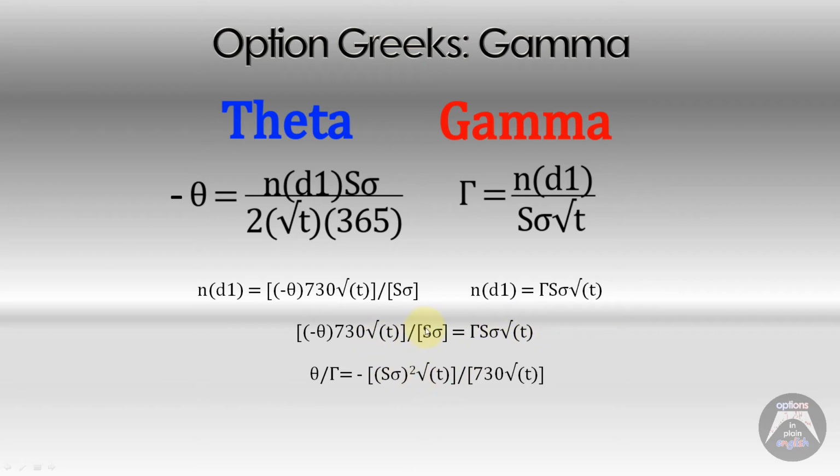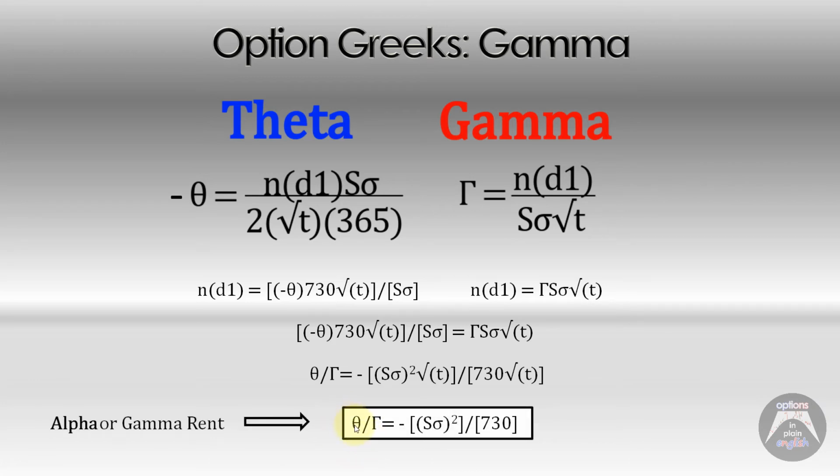But then we have stock price and sigma as well here in the denominator. So we move it over here to the numerator, and we have stock price, implied volatility squared, square root of time divided by 730 times the square root of time. This is the same term, so it's going to go away, and we have now the theta divided by gamma. So what does this represent?